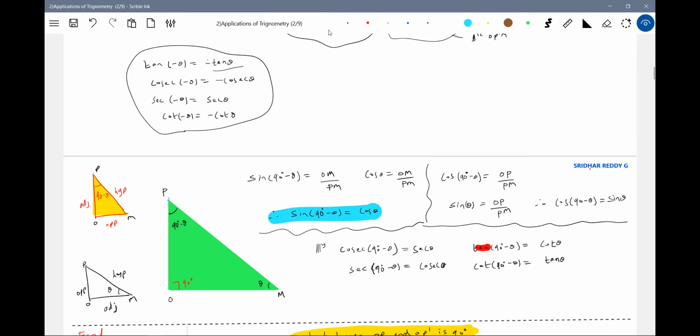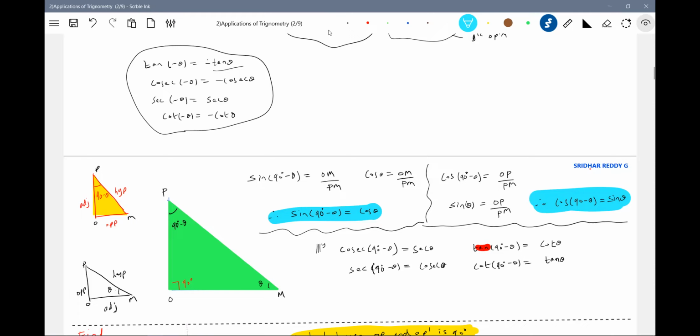Now let me go to this triangle again. Cos of 90 minus theta is adjacent by hypotenuse, therefore OP by PM. Looking at this bigger triangle, sine theta, what can we write? OP by PM. Let me equate these two. Therefore, cos of 90 minus theta will be sine theta. So there's one more, this one: cos of 90 minus theta is equal to sine theta.